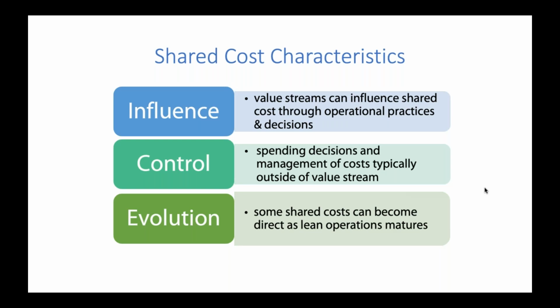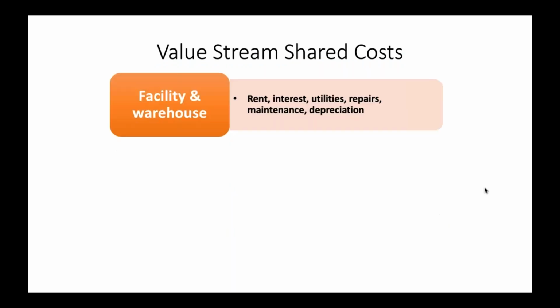nature. So let's look at some examples, because there's three primary categories of shared costs, and once you understand that, then you'll see what I mean. First is our facility and warehouse costs. This is the rent, the interest if you have a loan, possibly utilities, repairs, maintenance, depreciation on the facility and the warehouse, or if you're in non-manufacturing, your building.